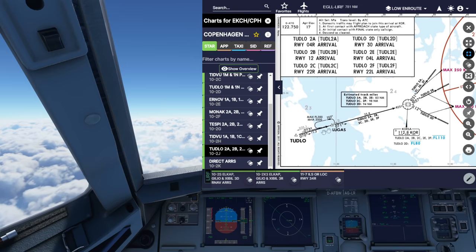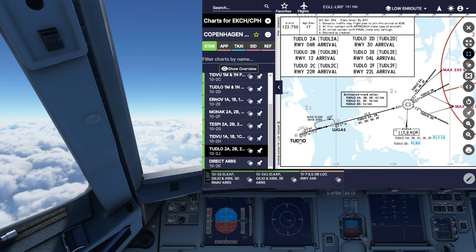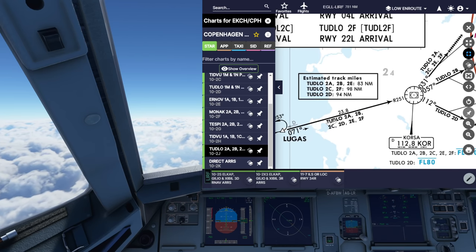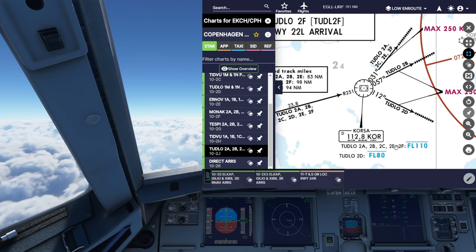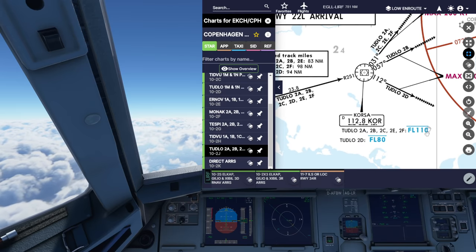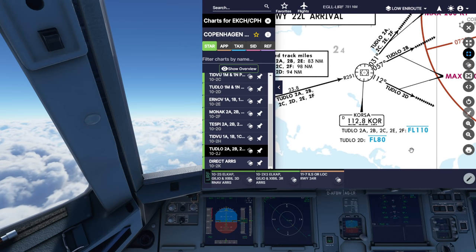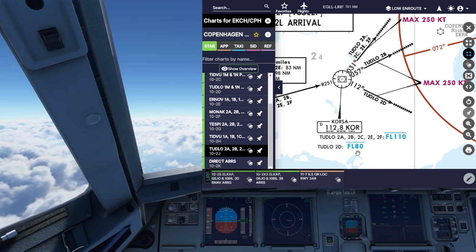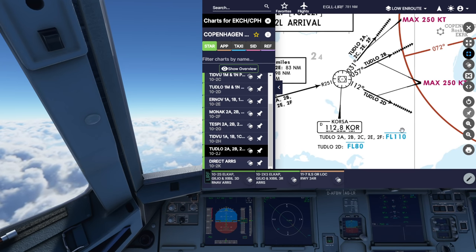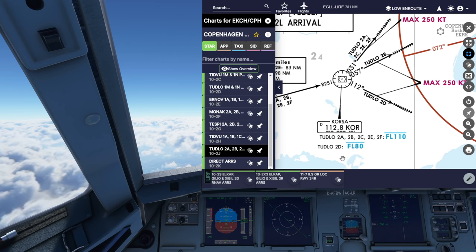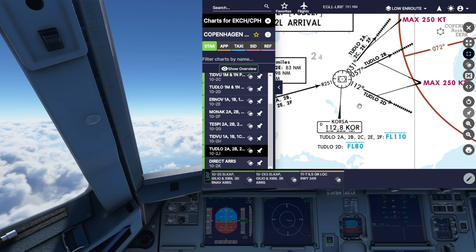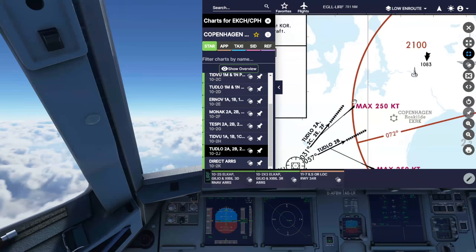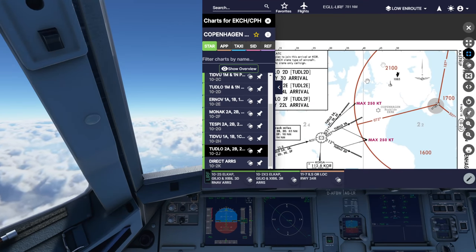What this means is if you're cleared for this Tudlo arrival, let's say we were cleared for the Tudlo 2 Alpha, then I'm expected to fly along Tudlo, Lugas, Corsa. Here we have an altitude below flight level 110. So you can see in blue this time, instead of just being the leg altitude like we had earlier, this is actually a restriction. So we must be below flight level 110 if we're on the 2 Alpha, or below 80 if we're on the 2 Delta. And then you head off on the 031 radial and you keep going. It is a vector. It goes off to infinite.